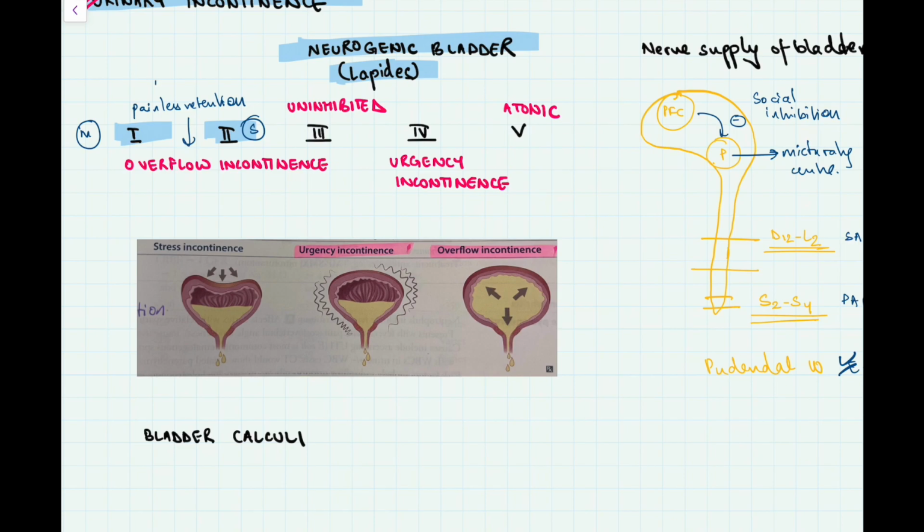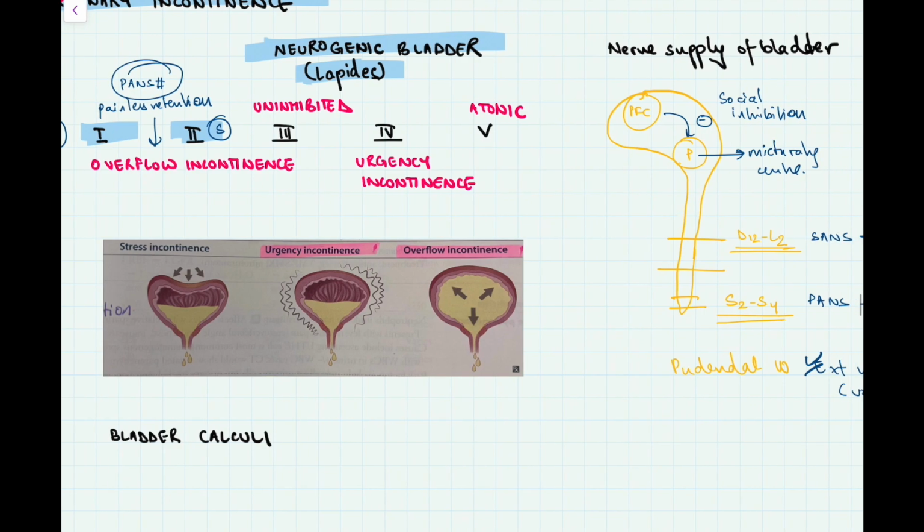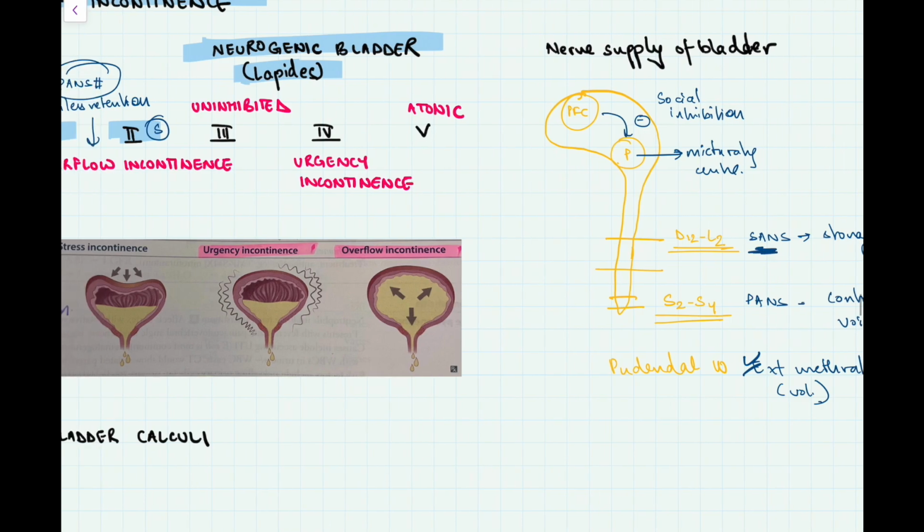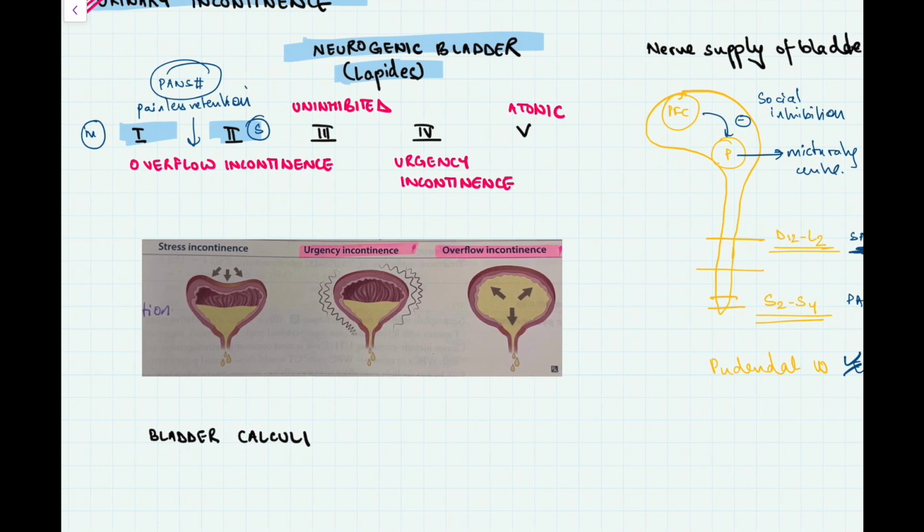So here what happens is that basically there is damage to the parasympathetic system. So due to damage to the parasympathetic system, sympathetic system will act and there will be storage of urine. Right, that is urinary retention. Type 3 is uninhibited bladder, that is there is loss of social inhibition, right? This is type 3. It is usually seen in cases of cerebrovascular accidents, Parkinson's disease, tumor and multiple sclerosis.